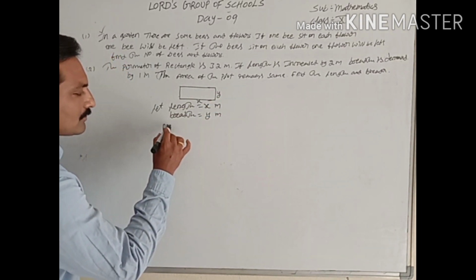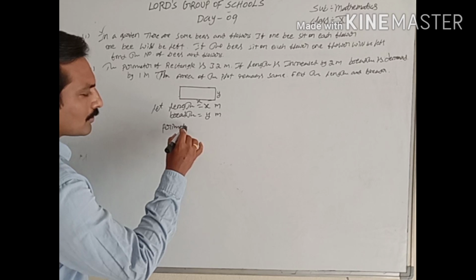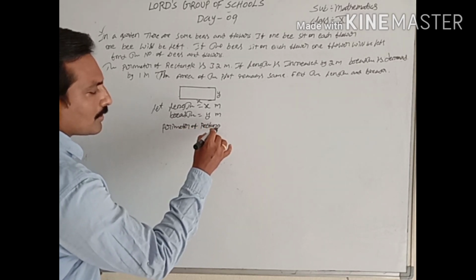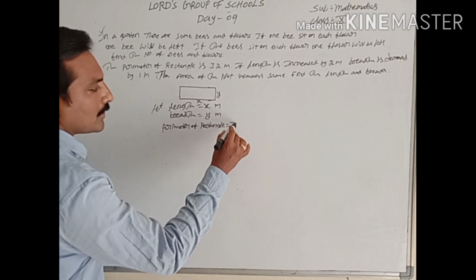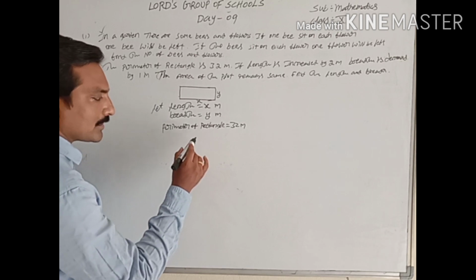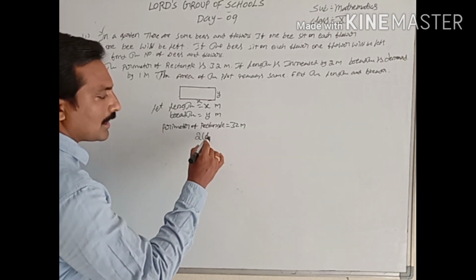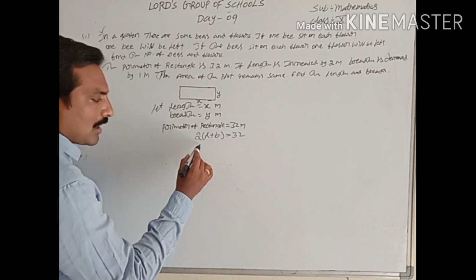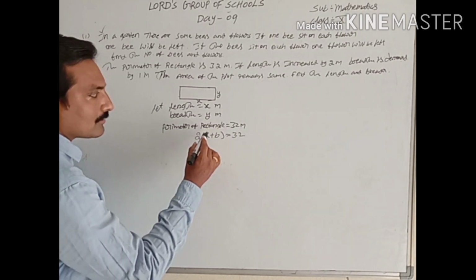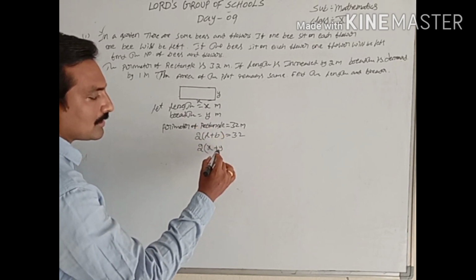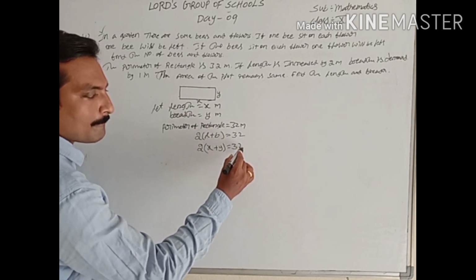Perimeter of the rectangle is equal to 32 meters. So what is the formula for the perimeter of a rectangle? I have to write 2(L + B) = 32. Now, in place of L put x, in place of B put y: 2(x + y) = 32.